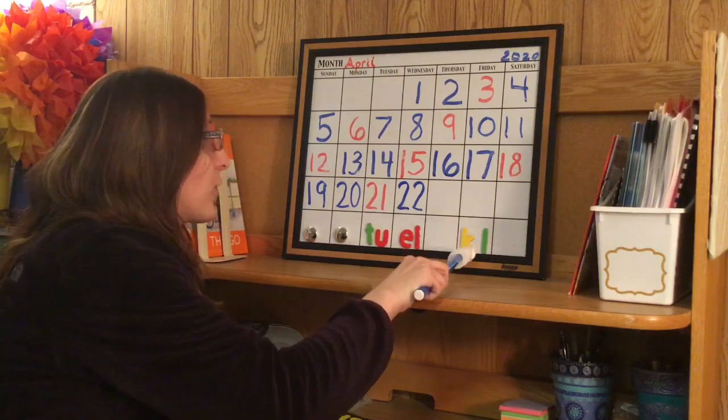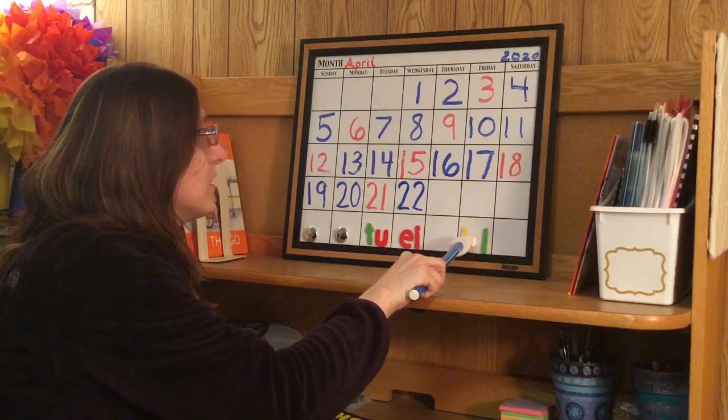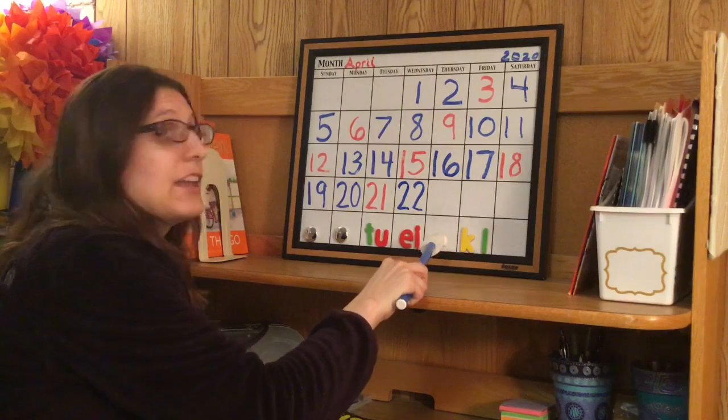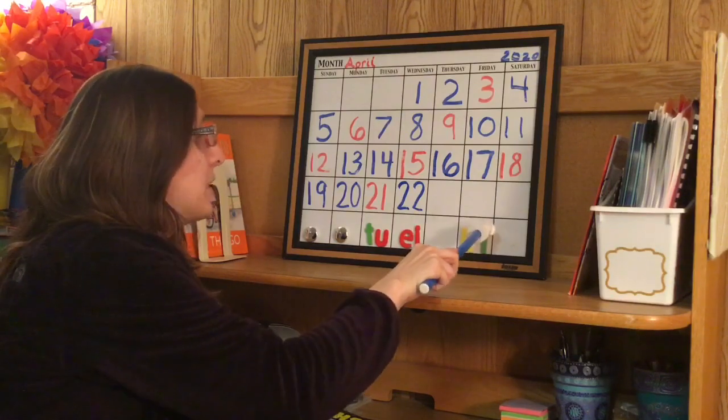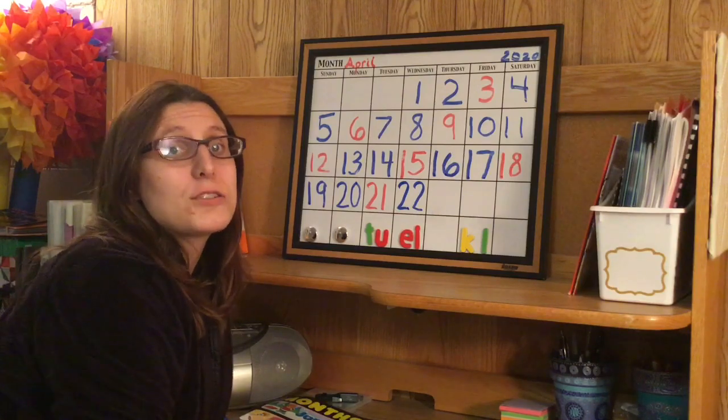The letters are K and L. Your K is big line down, little line, and your L is big line down. So those are your 2 lowercase letters for today.